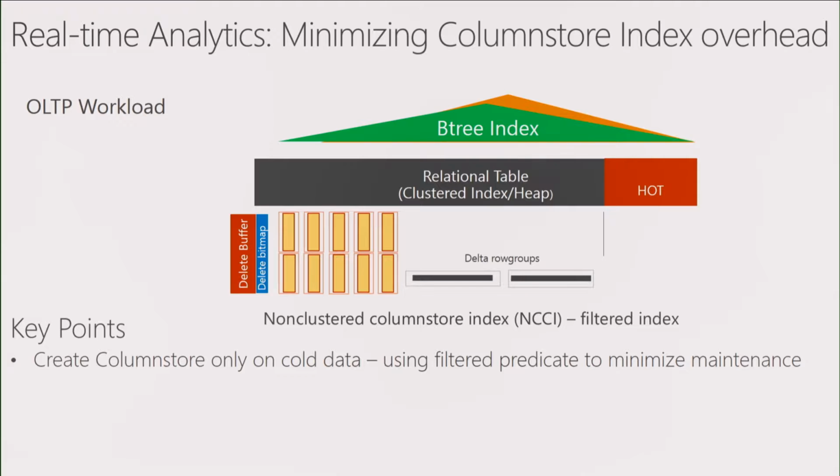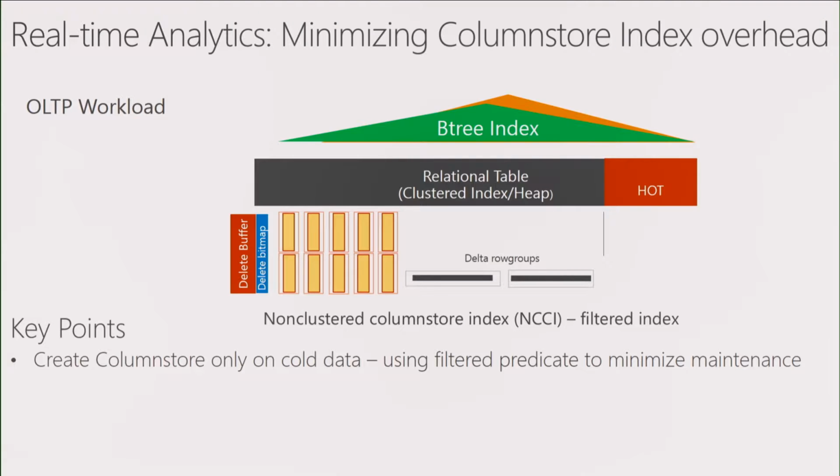So there's a filtered index. You can apply a filter predicate to the index that says this index only holds rows where the order state is not shipped, if that's your final end state. So then the column store only holds those rows that don't have that state.